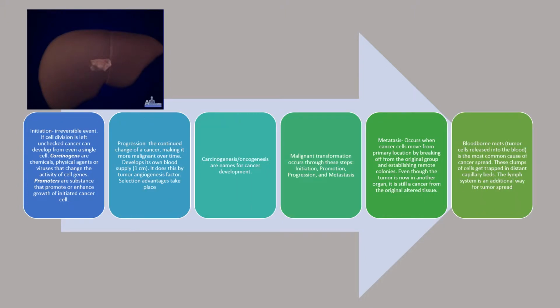Blood-borne mets, which are tumor cells released into the blood, are the most common cause of cancer spread. These clumps of cells get trapped in distant capillary beds. The lymph system is an additional way for tumors to spread. So let's discuss metastasis. Metastasis occurs through a progression of steps: extension into surrounding tissue, blood vessel penetration, release of the tumor cells, invasion, local seeding, and then bloodborne and lymphatic spread.